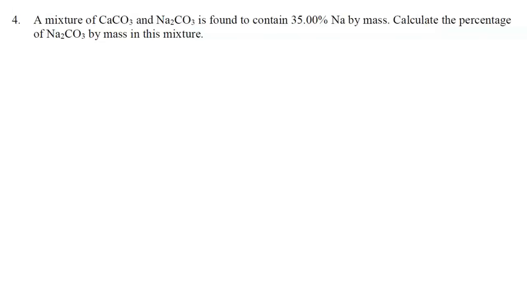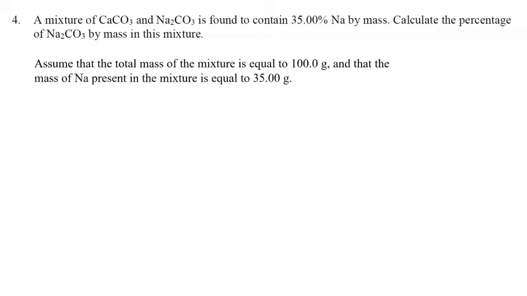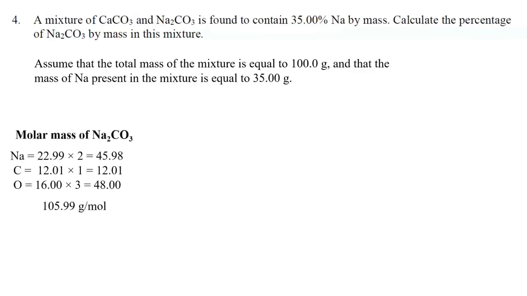Let's go ahead and make the assumption that the mass of the mixture is 100 grams, because percentages are based on 100. So if we assume that the total mass of the mixture is equal to 100 grams, then the mass of sodium present in the mixture would be 35.00 grams. We're going to need to consult the periodic table to figure out the formula mass or the molar mass of sodium carbonate. So the molar mass of sodium carbonate is based on 2 sodiums, 1 carbon, and 3 oxygens. So the grand total, the formula mass or the molar mass, is 105.99.